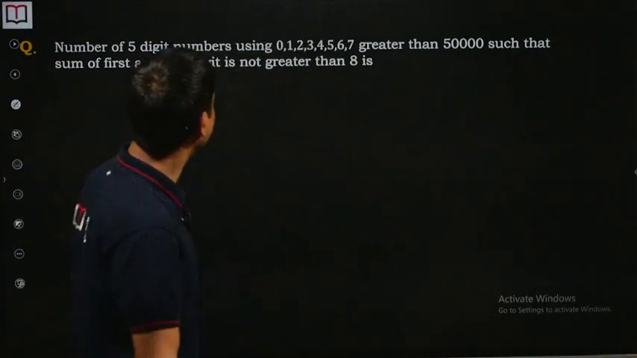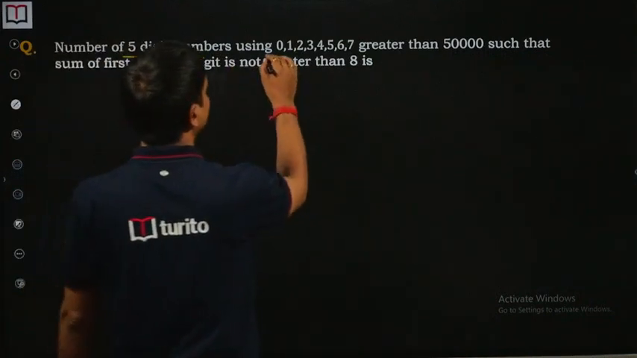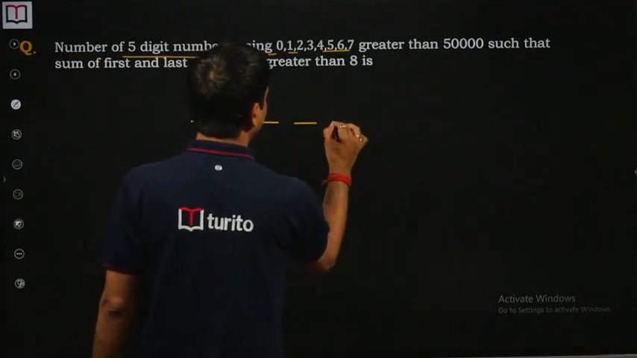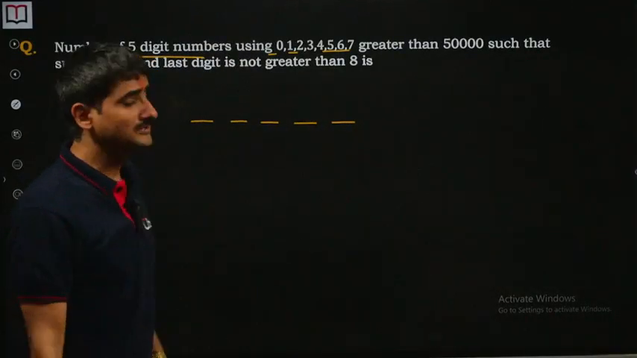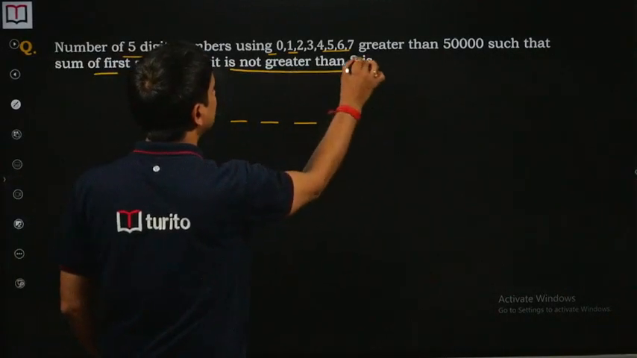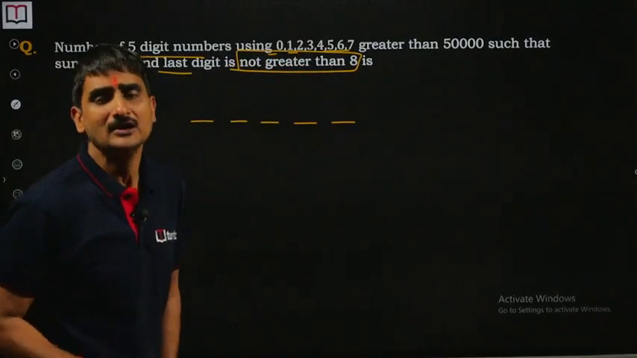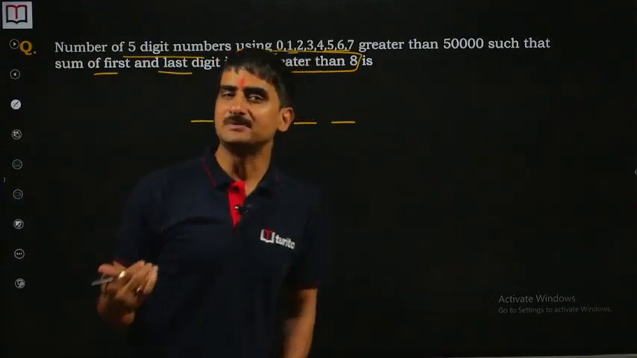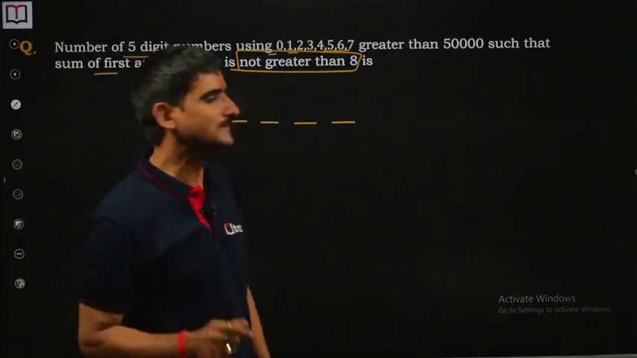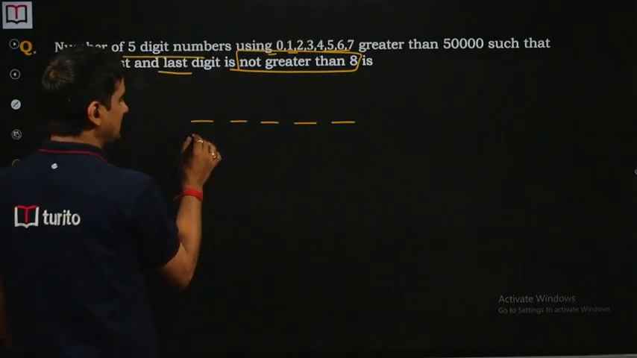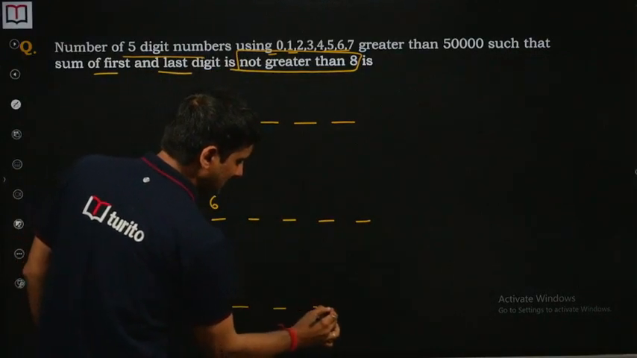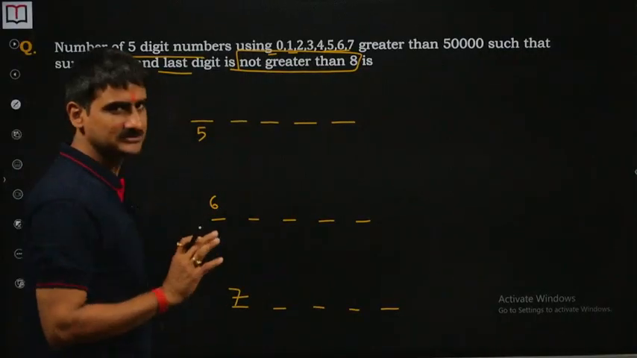That's a simple question. Okay, now the number of 5-digit numbers using 1, 0, 1, 2, 3, 4, 5, 6 greater than 50,000, a number which is greater than 50,000 formed such that the sum of first and last digit is not greater than 8. Okay, see, since they have asked for 5-digit numbers greater than 50,000, that means repetition is allowed here, first thing. So what are the possibilities here? We can have 5, we can have 6 here, and we can have 7 here. So these are just the 3 possibilities.